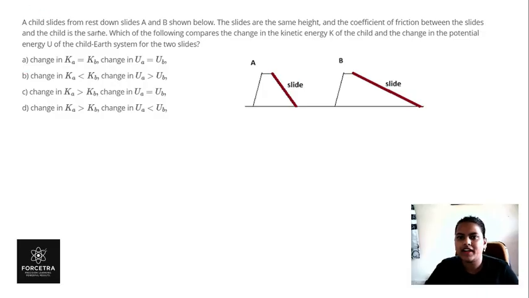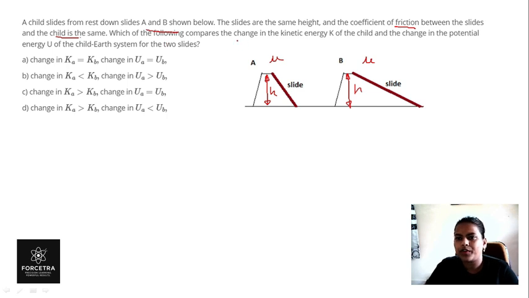A child slides from rest down slide A and B as shown in this figure. The slides are of same height. The height H is same in both the cases. And the coefficient of friction between the slide and the child is same. Mu is same for both the cases.